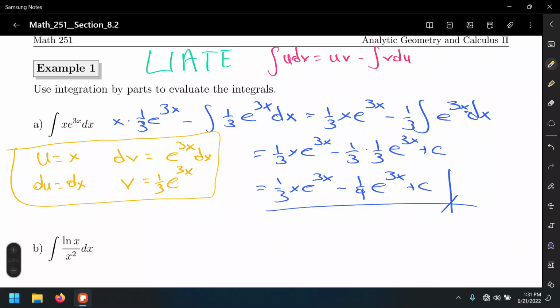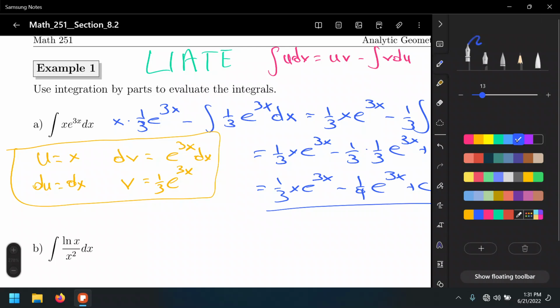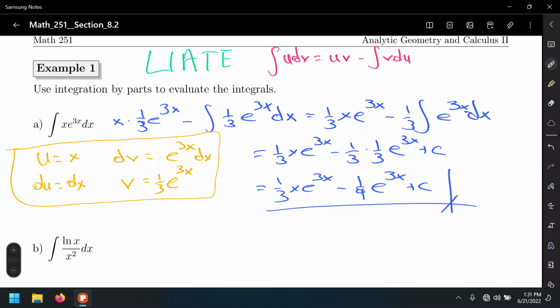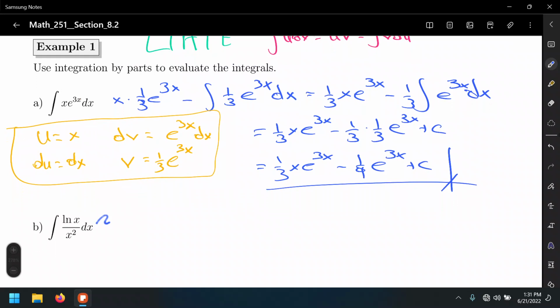We have the integral of ln x over x squared with respect to x. All right, so number one, let's go with the LIATE here. Again, of course, that should be very, very useful. But first, I would rewrite the integral in a way that we don't have denominators. So what I'm going to do here is the integral of x to the negative 2 ln x dx.